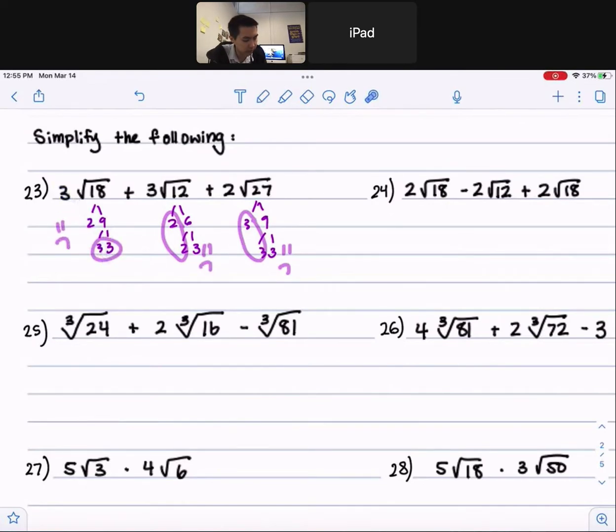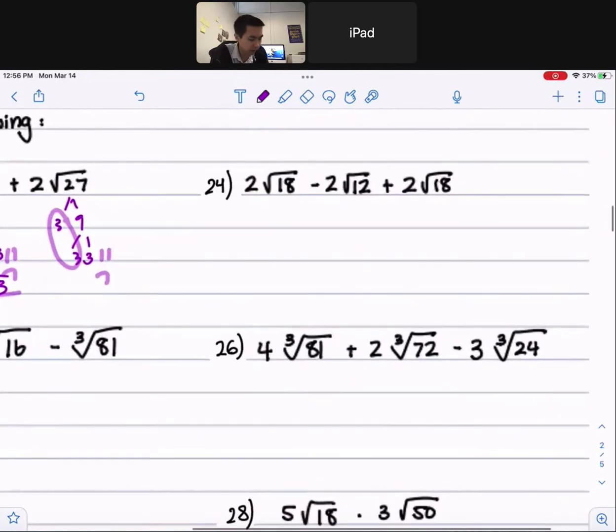So this 3 times that 3 is 9 square root of 2, plus 2 times 3, that's 6 square root 3, plus this 3 times that 2 is 6 square root 3. And you can combine these because they have the same radicand. So 9 rad 2 plus 12 square root 3.